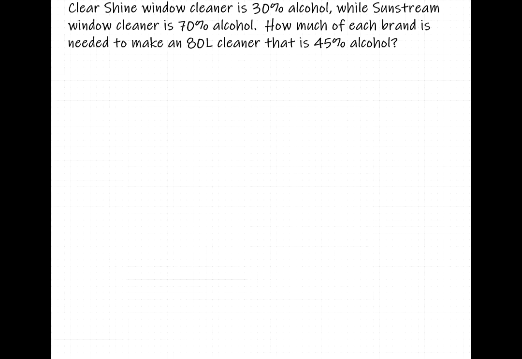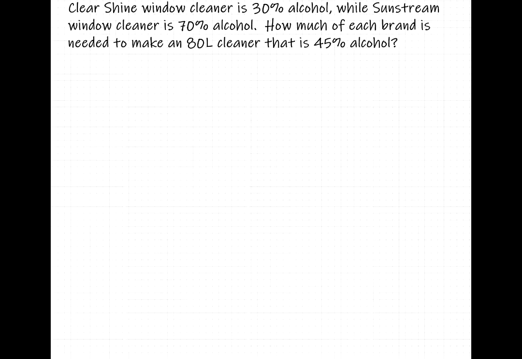Clear Shine window cleaner is 30% alcohol, while Sunstream window cleaner is 70% alcohol. How much of each brand is needed to mix together to make an 80-liter cleaner that is 45% alcohol? Okay, so we're taking some of the weak stuff, the 30%, and some of the strong stuff, the 70%. We're going to mix them together to get something in the middle. And we want to end up with a total of 80 liters.